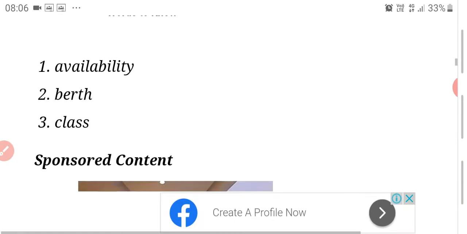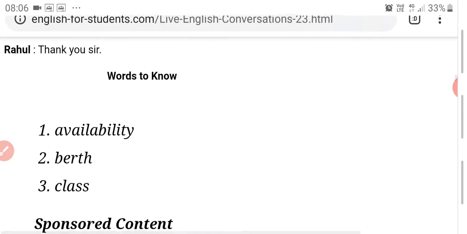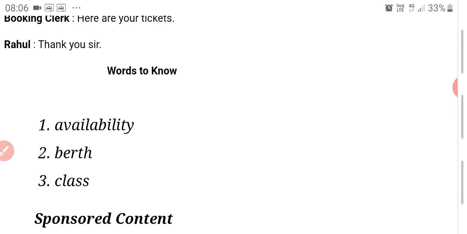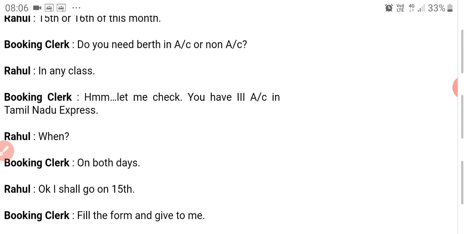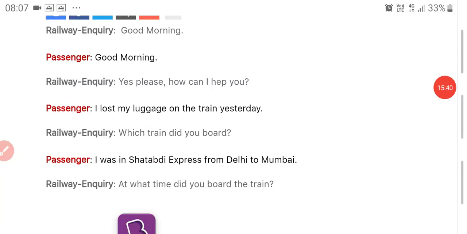So, what's to know? Availability, berth, class. A very simple, straightforward question answer format here. What, when, why, how, which, you know, all these words are commonly used for making inquiry. For any kind of inquiry, not merely railway inquiry, no matter where you go, these are the basic things that you intend to know, right? You focus upon these.